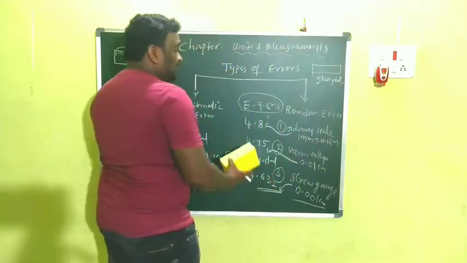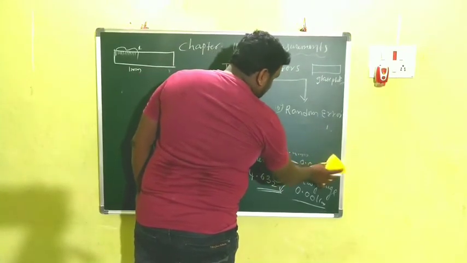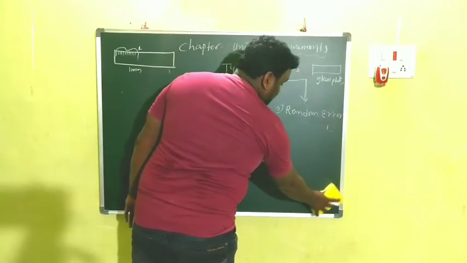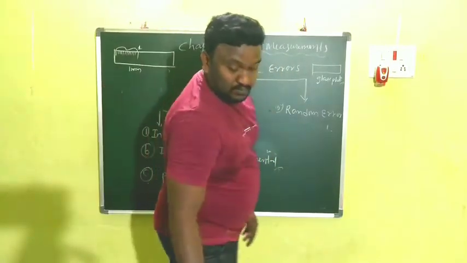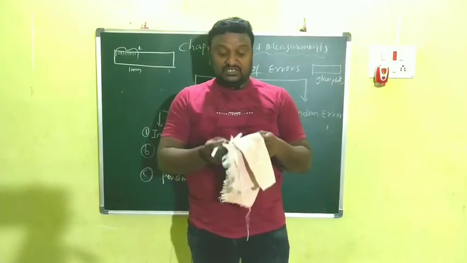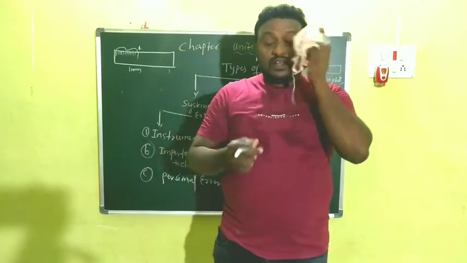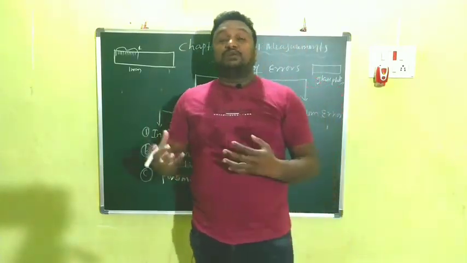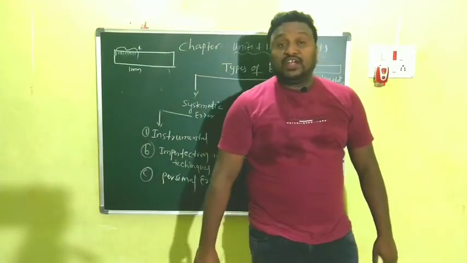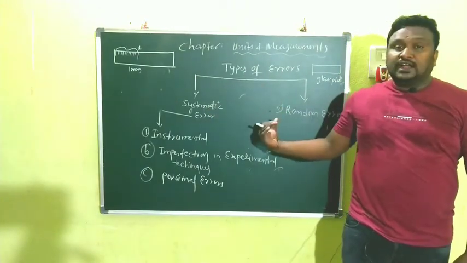After that, we have the types of errors. While we are measuring in experiments or taking readings, there is some possibility of errors. In this case, the errors are divided into two types: systematic error and random error.